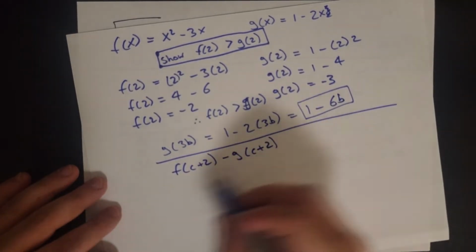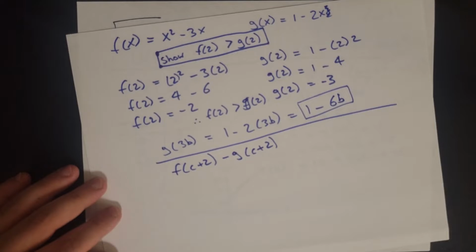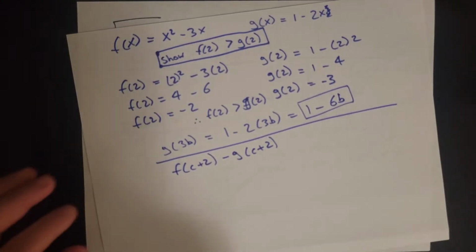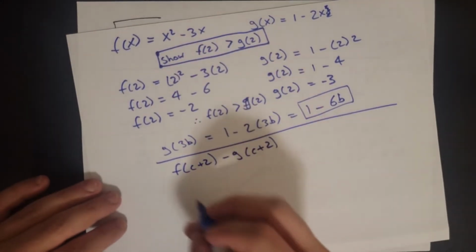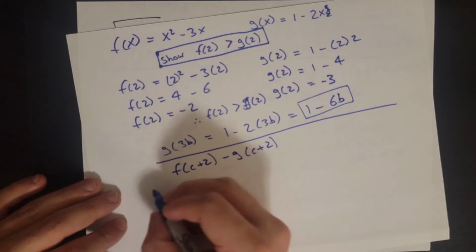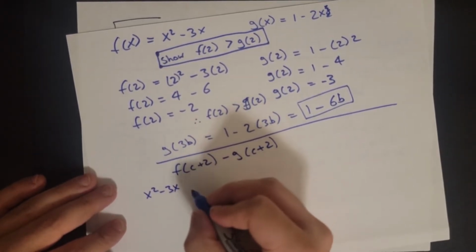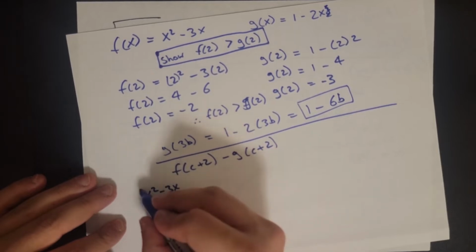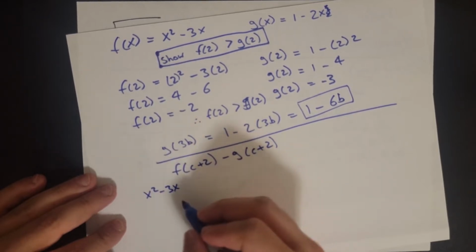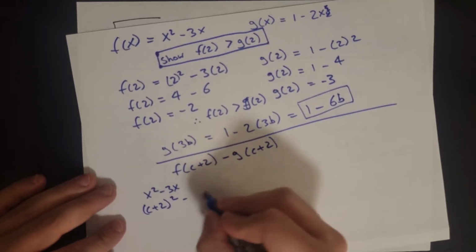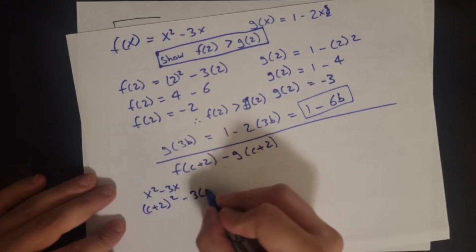Now, let's say I want to find out this. Don't let it confuse you. Let's do this one at a time. Let's do f of x first: x squared minus 3x. And let's plug in c plus 2 squared minus 3 times c plus 2.